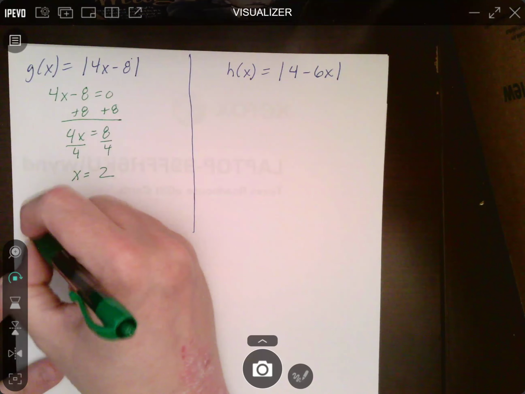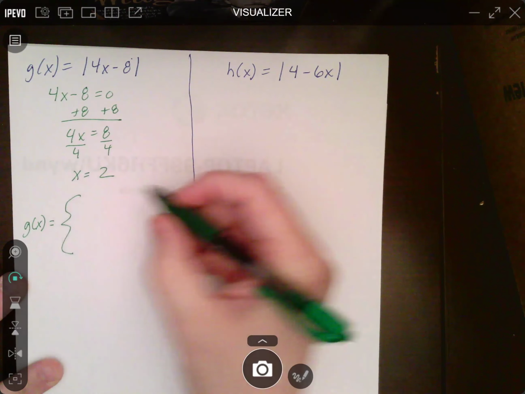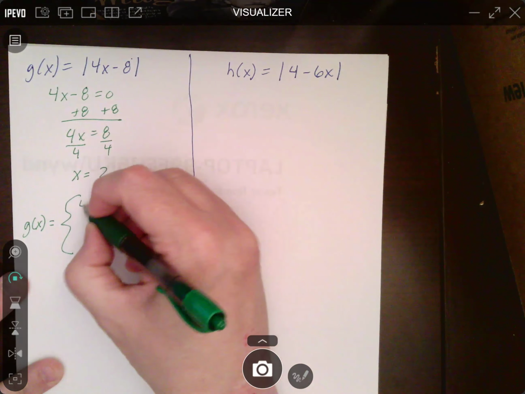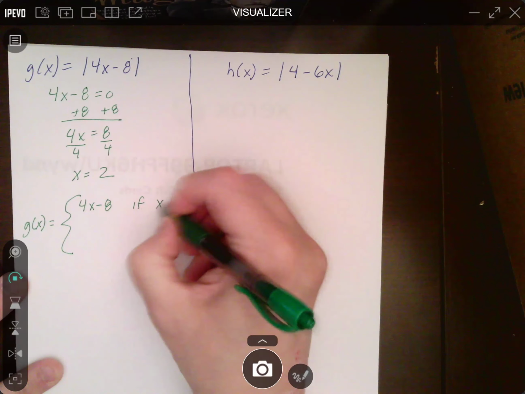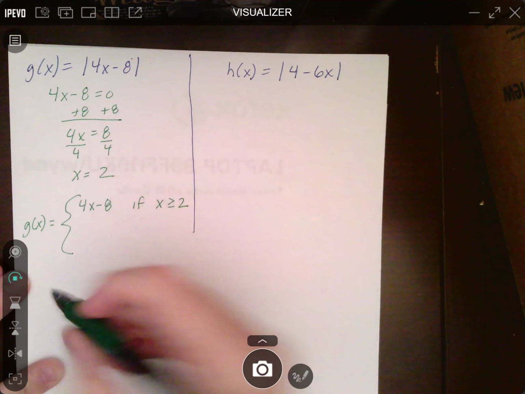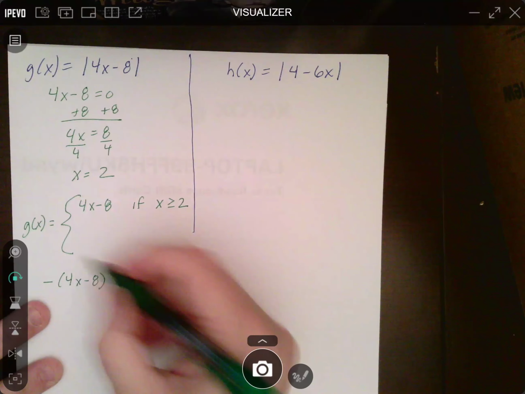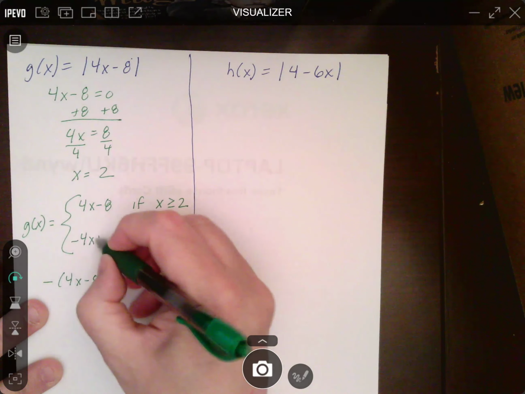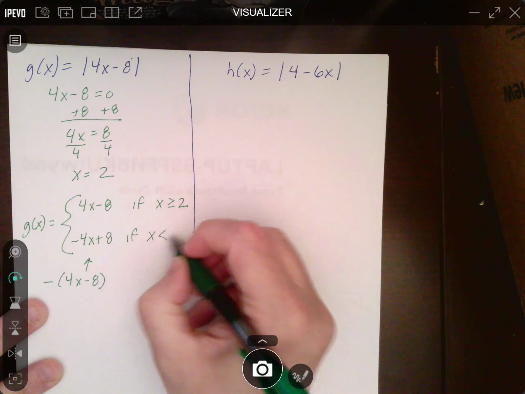So g of x is going to equal the positive version of this, 4x minus 8, if x is greater than or equal to 2. And it's going to equal the negative version of that, which is negative 4x plus 8, if x is less than 2.